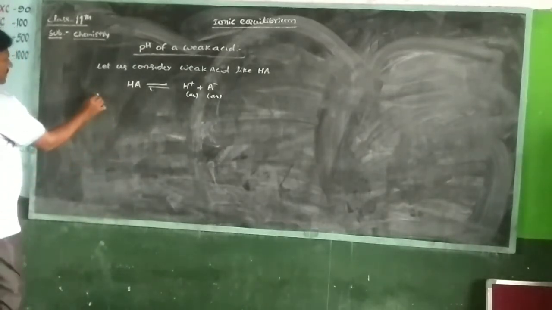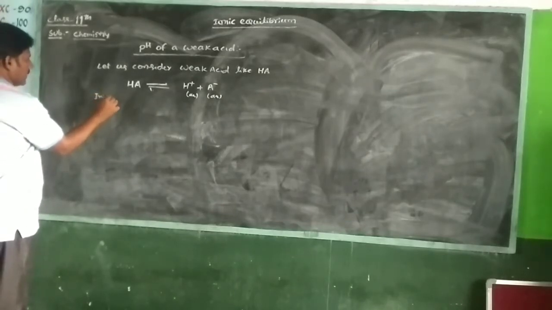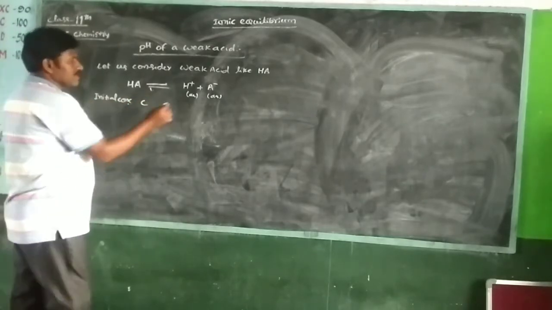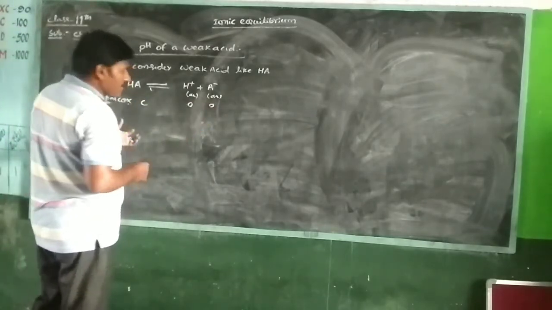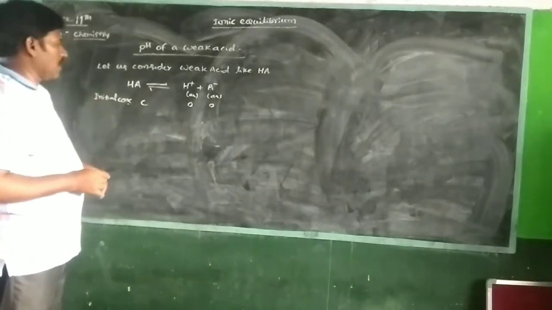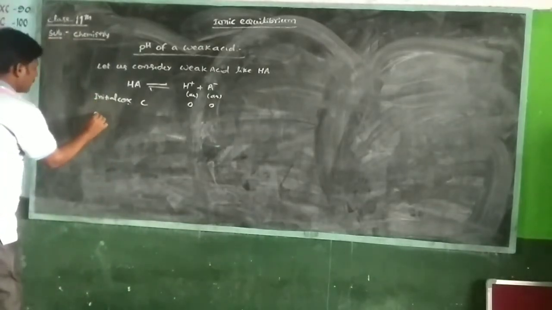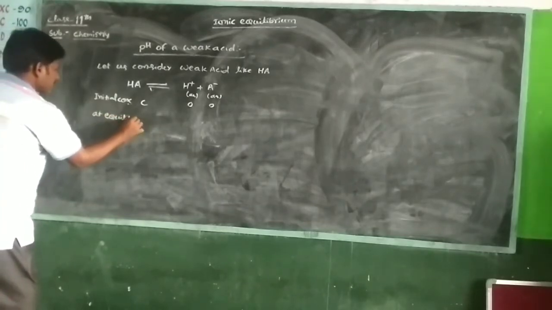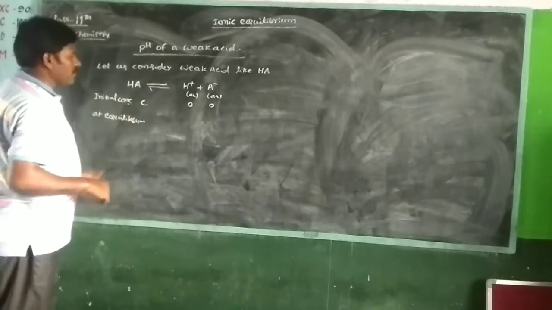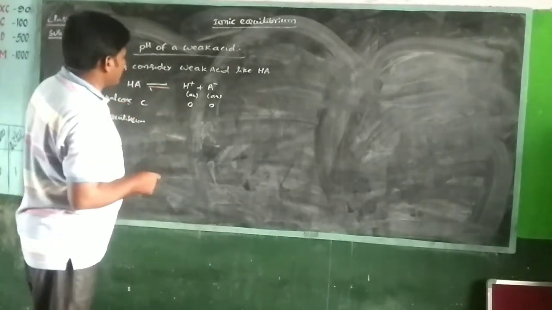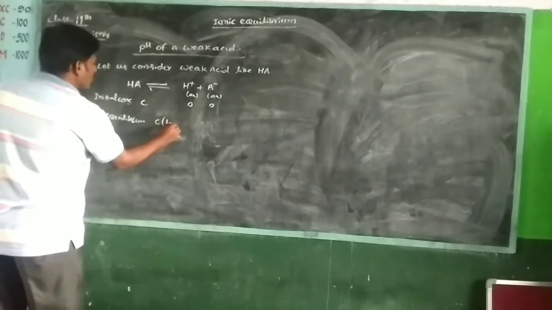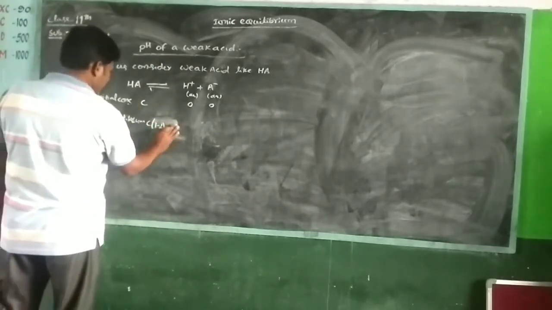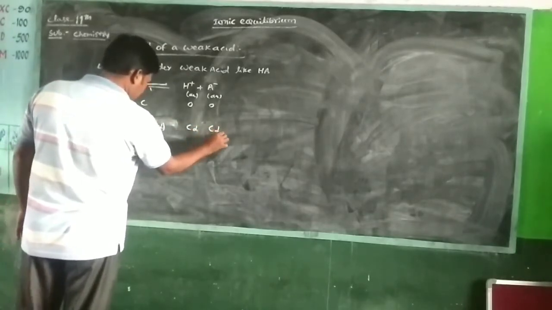At initial time, the initial concentration of HA is C, and for H plus and A minus it is 0. At initial time, the reactants are not yet converted to products. At equilibrium concentration, suppose some degree of dissociation alpha is present: C into 1 minus alpha, C alpha, and C alpha.